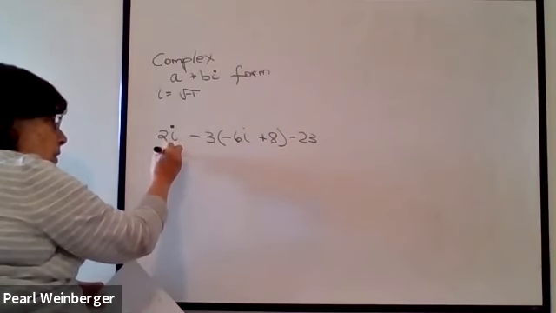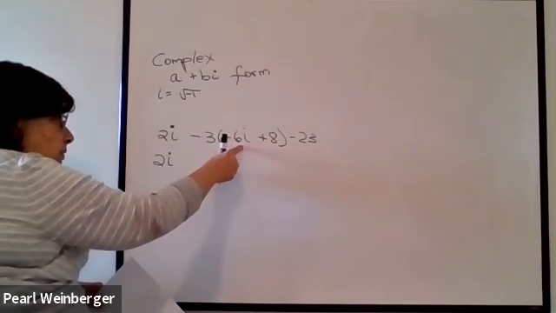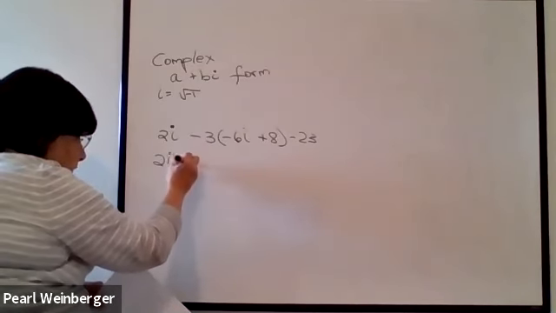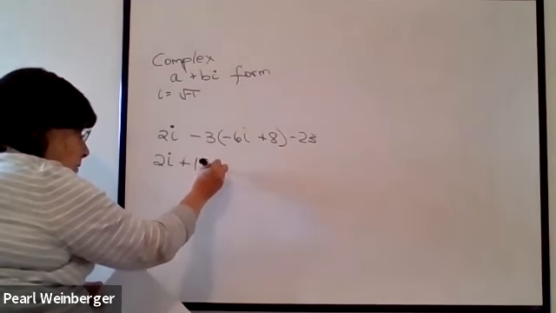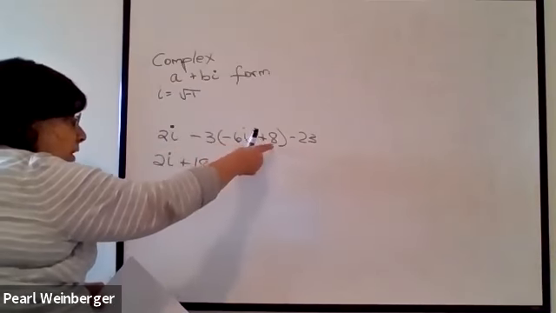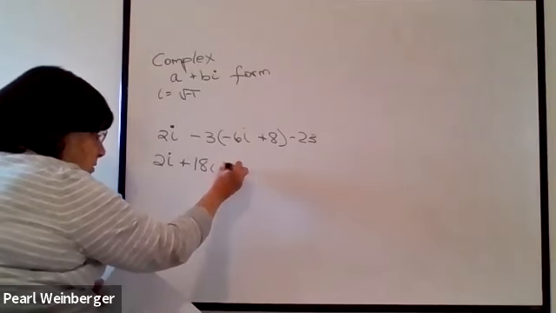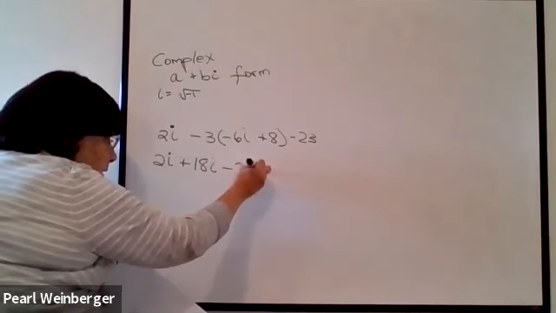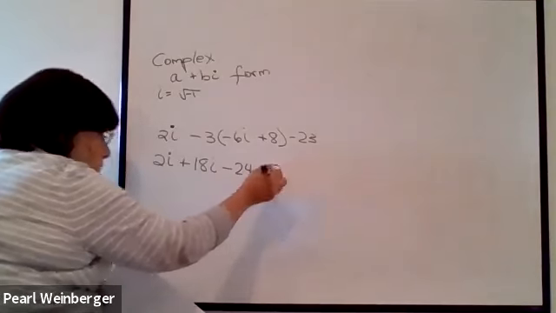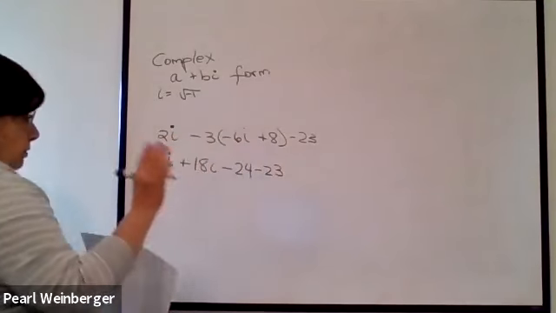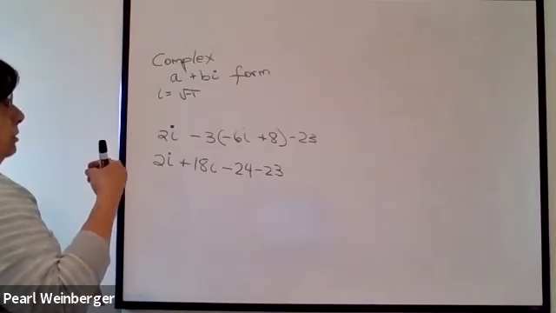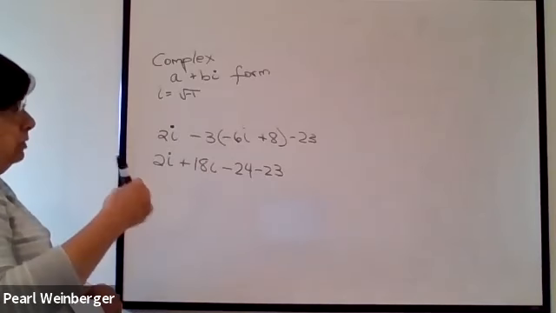We're going to get 2i. Now, -3 times -6i will give me positive 18i. -3 times positive 8 is -24. And just bring down the minus 23. So we remove the parentheses. And now we're going to collect the like terms.